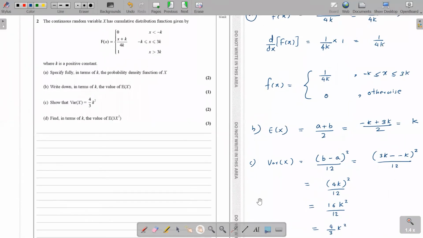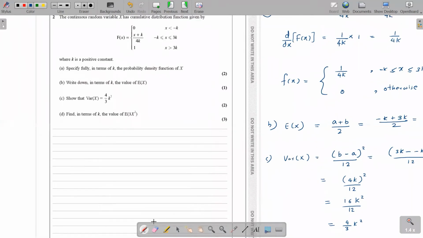Then the next thing they say, find in terms of k the value of E(3X squared). How do I get the value of E(3X squared)? In other words, it is 3 times E(X squared). How do I find the value of E(X squared)? We have a special equation for this, part D. We have this equation for Var(X), right? Var(X) is E(X squared) minus (E(X)) squared. So Var(X), we just found it out: 4 over 3 k squared.